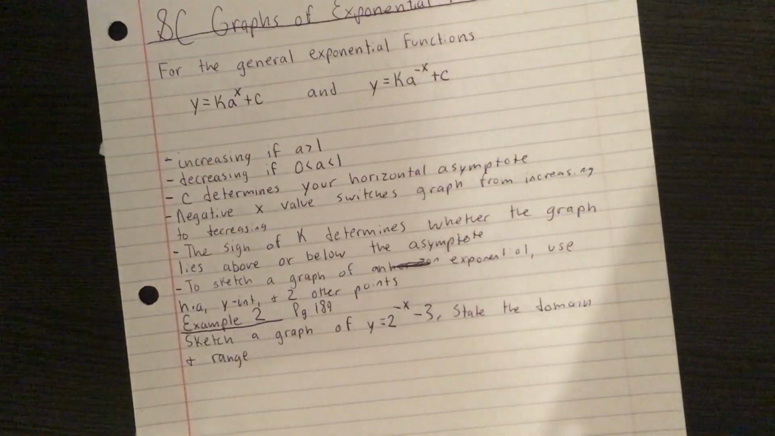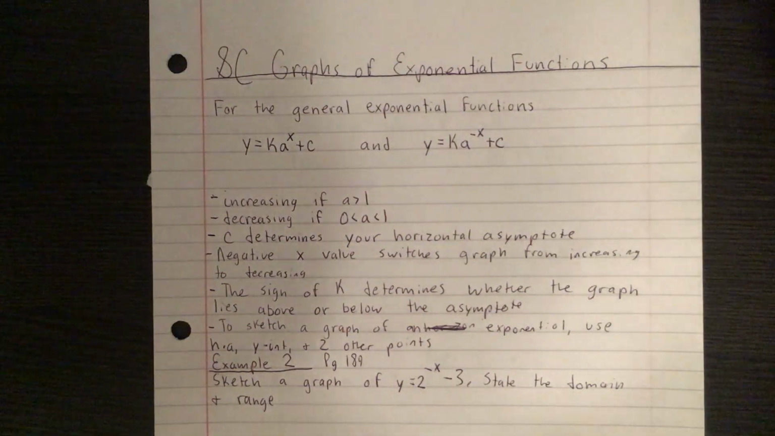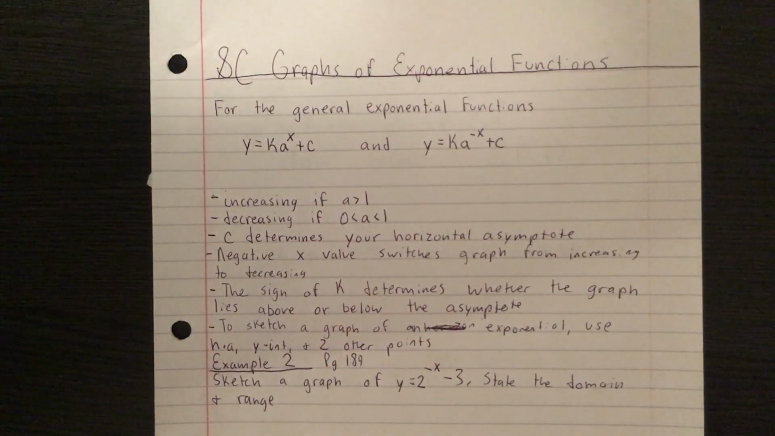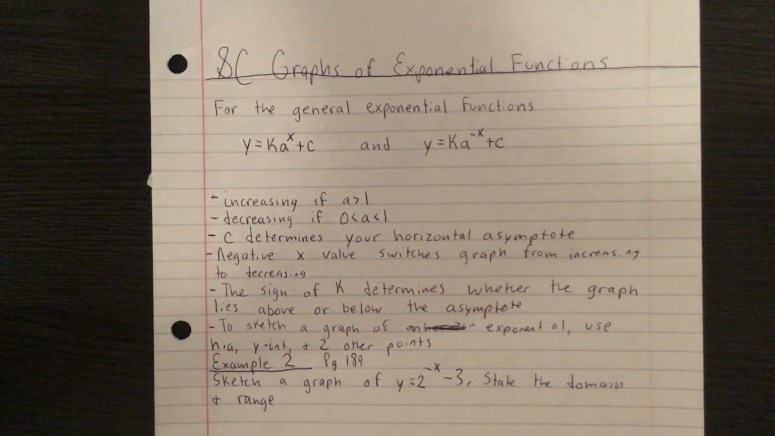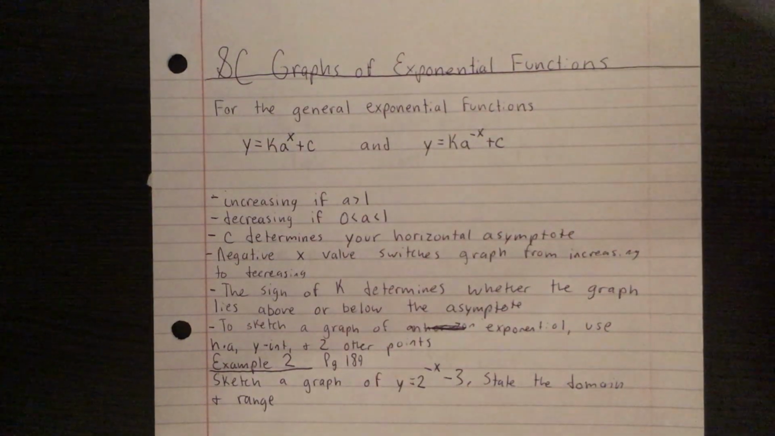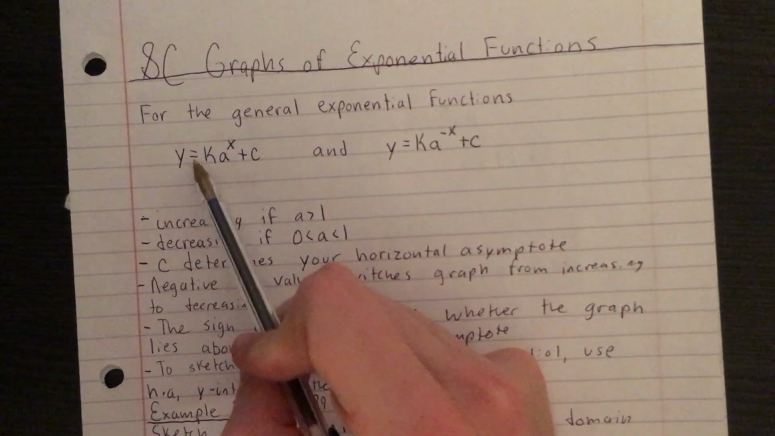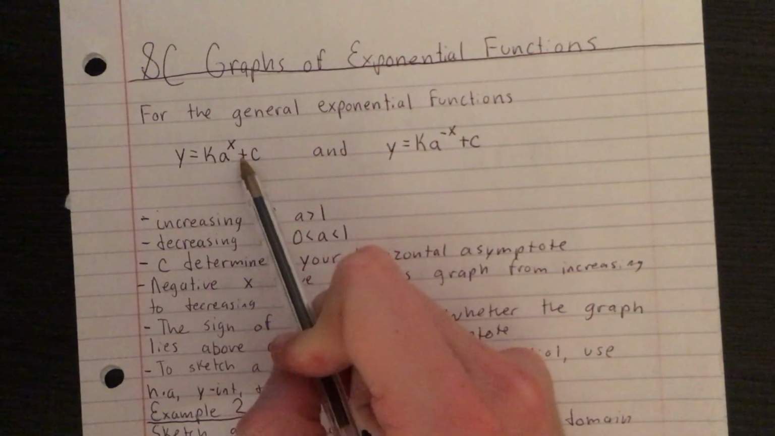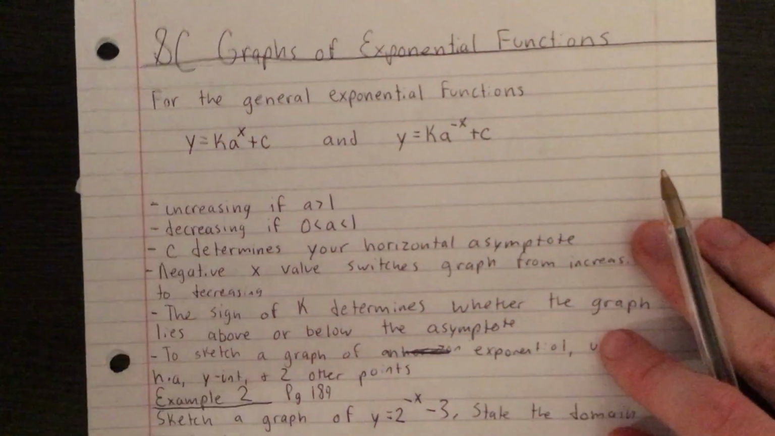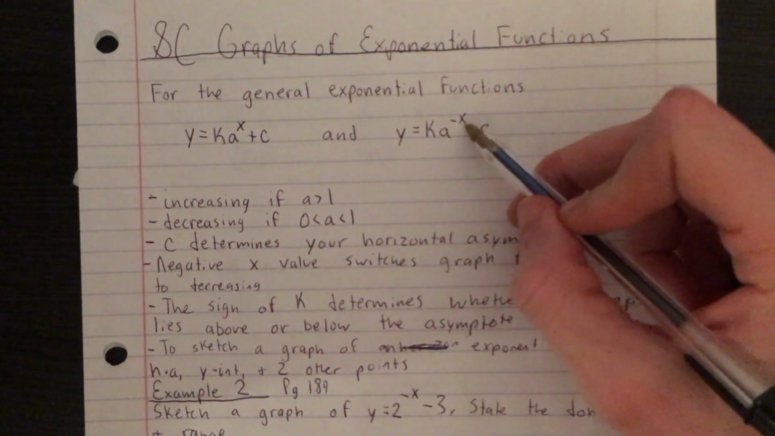The last thing that we're going to look at today is getting an idea of how to sketch these graphs without having to plot a bunch of points. So the general exponential functions will be of this form: y equals k times a to the x plus c. When you actually see it, the only things that won't be filled in are x and y. And the only difference is occasionally that exponent can be negative.